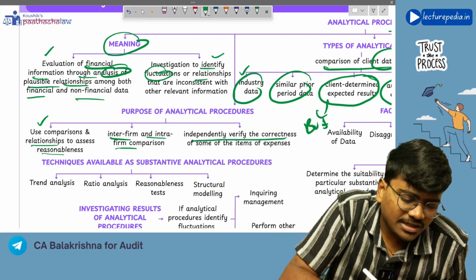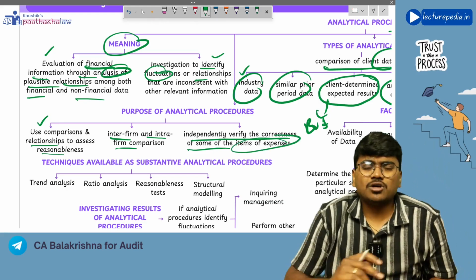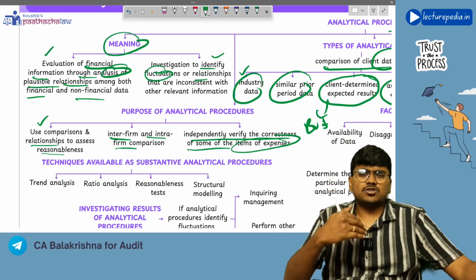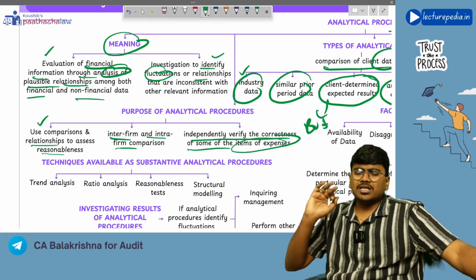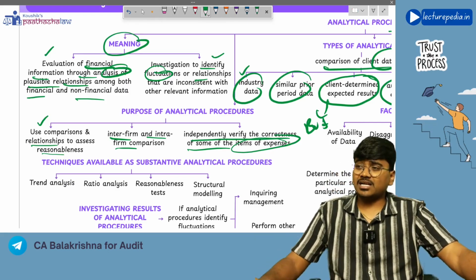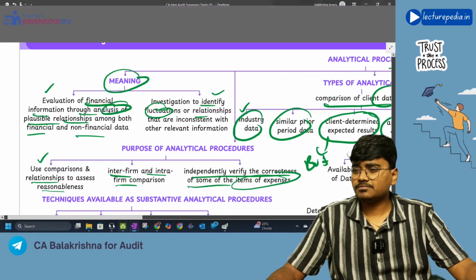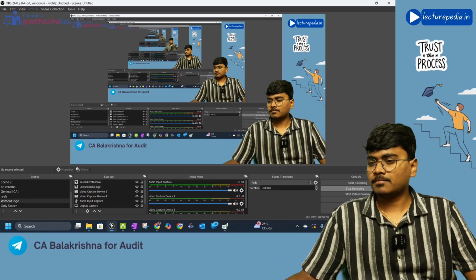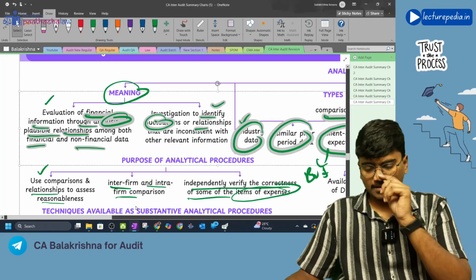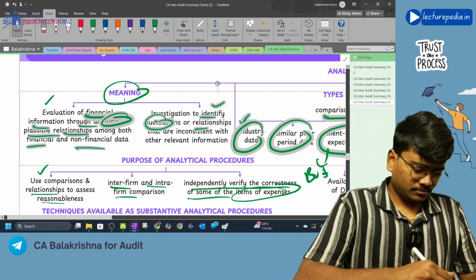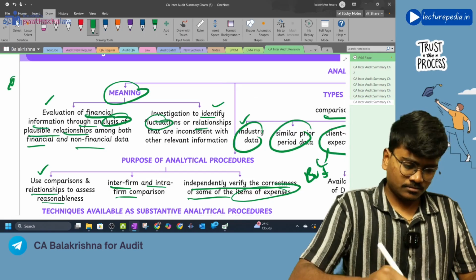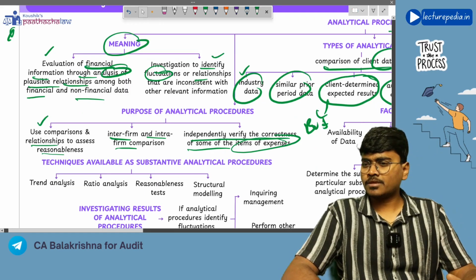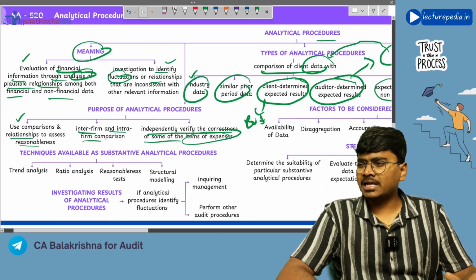Next, independently verify the correctness of some items of expenses. Just like you have verified the correctness of salaries, you can verify the correctness of rent, the electricity, all the expenditure you can verify by using analytical procedures. So that was purpose of analytical procedure, right?